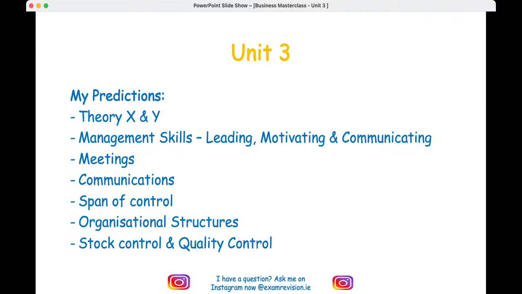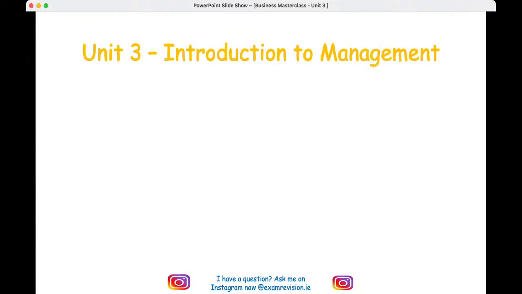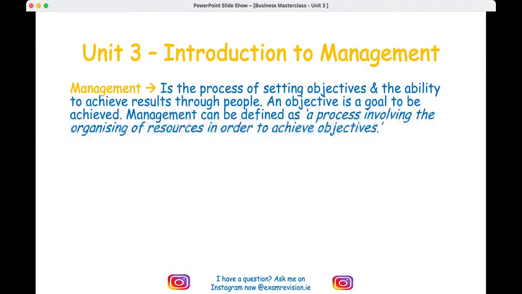So predictions for Unit 3, things that I think could possibly come up. So theory X and Y, your management skills, so leading, motivating, communicating, meetings, communication, span of control, organizational structures, and stock control and quality control. So these are things from Unit 3 that I think have a really good chance of appearing on the 2021 paper.